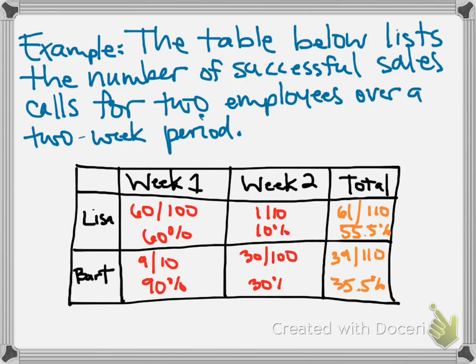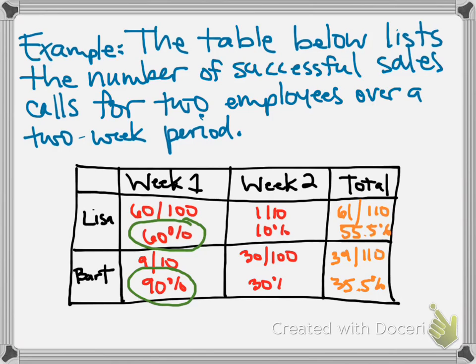So let's take a look at this. We've definitely done the math correctly. The sums add up as we expect, and we've calculated the percentages appropriately. But take a look at what we see here when we compare the percentages. In week 1, Lisa went on more sales calls, but she overall was not as successful as Bart was. She was only successful 60% of the time, whereas Bart was successful 90% of the time.